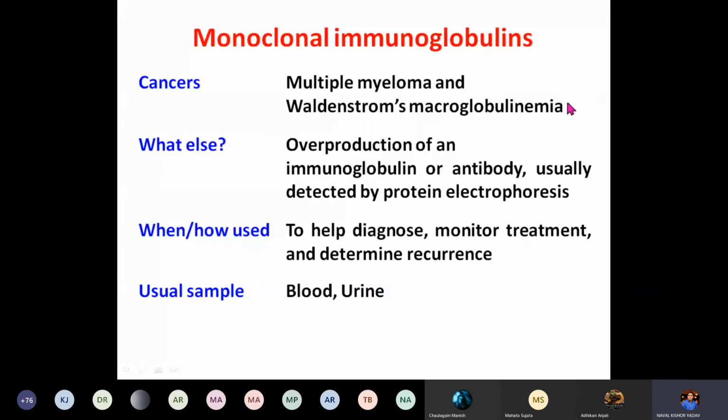Waldenstrom's macroglobulinemia. So in these conditions also you can use the monoclonal immunoglobulins for the diagnosis. And in these conditions the level of WBC, white blood cells, is increased. Okay, white blood cells are increased in this cancer. And the production of immunoglobulins or antibodies is usually detected by protein electrophoresis. So you can use electrophoresis, known as protein electrophoresis, for the detection of immunoglobulins or antibodies.